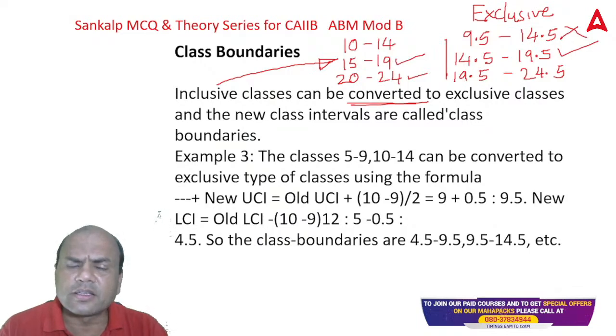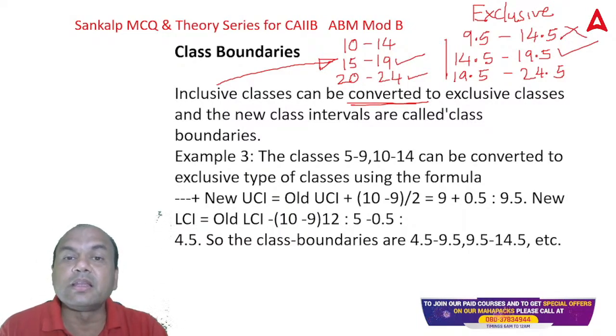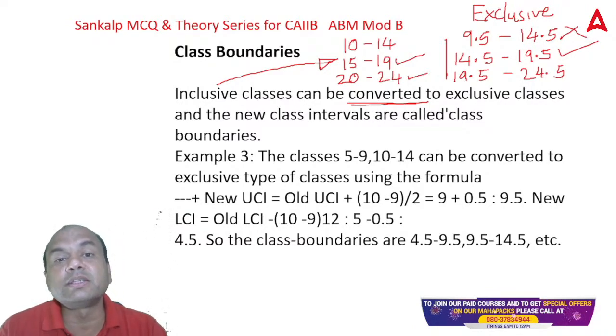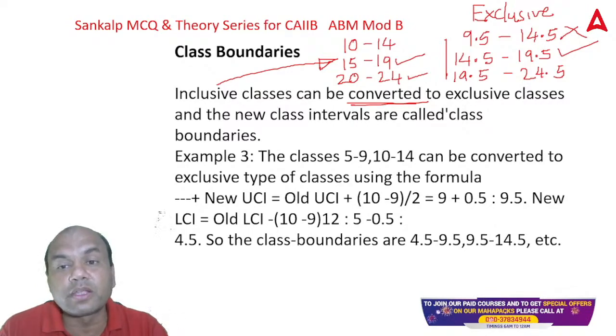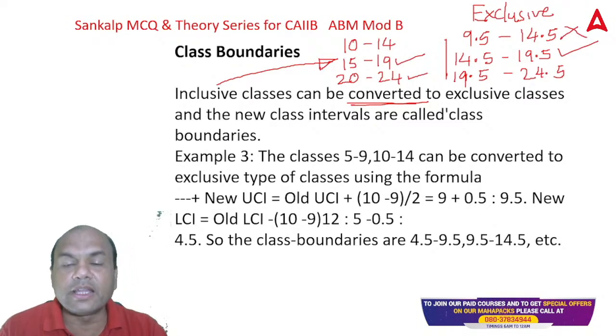So in this case, generally what we follow in your CAIIB is, we follow that any number which is on the boundary will always be included in the next class. Means 14.5, I'll be including it over here. 19.5, I'll be including it over here. Okay, so that is the meaning of exclusive and inclusive. While solving any numerical, this is the important discrimination. This is the important class.